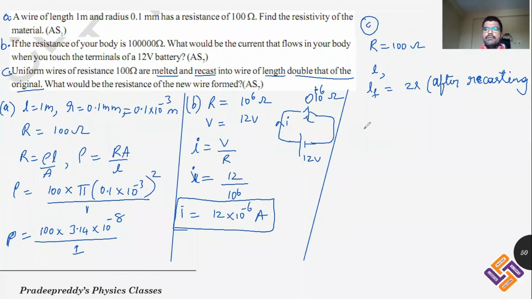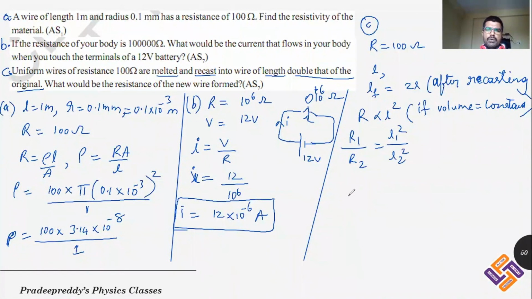You want to find out resistance of the new wire. We know R is directly proportional to L square if volume is equal to constant and the wire is recasted. We can consider that R is directly proportional to L square. So I can write R1 by R2 is equal to L1 square divided by L2 square. R1 is given as 100 ohm divided by R2 is equal to L1 is L square. L2 is equal to 2 times L whole square. This is L square divided by 4L square. L square gets cancelled. That is 1 by 4.